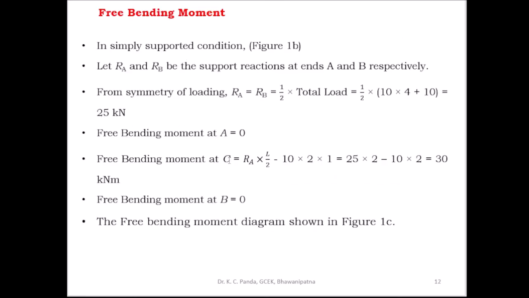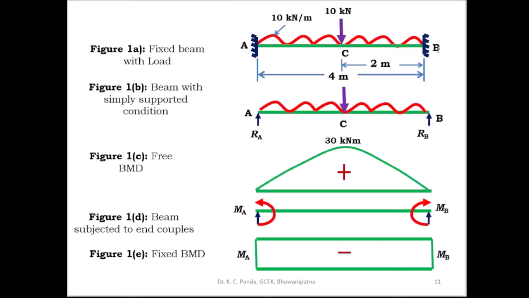So first, coming to the free bending moment diagram, this is the figure. From this figure you can first find the reaction at end A and at end B. You can find the reaction at B by taking the moment from the other end. If you want to find the reaction RB, you take the moment about support A, then you can find the reaction at B.